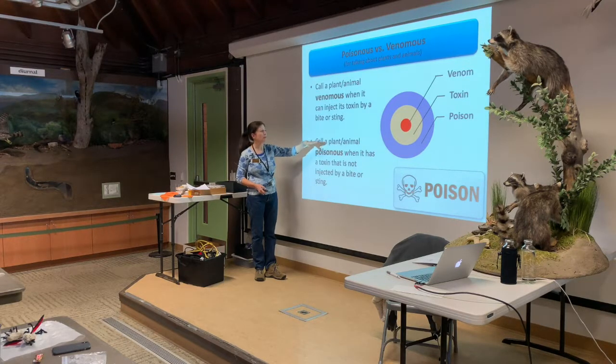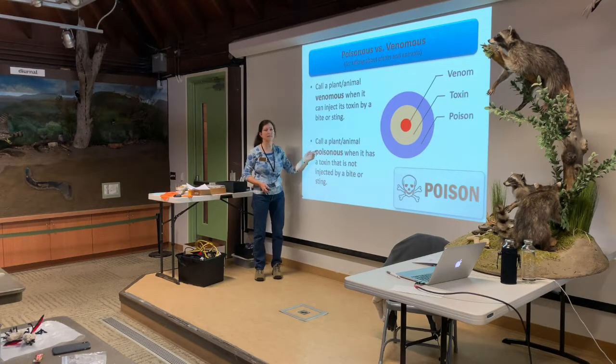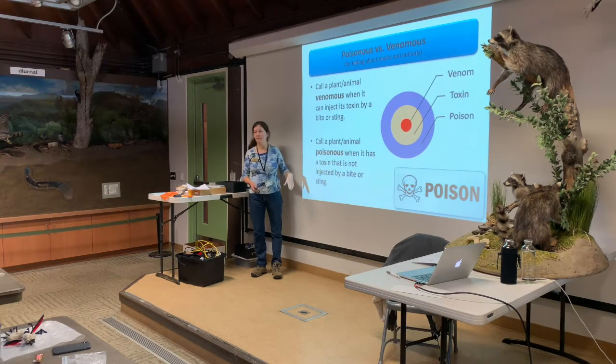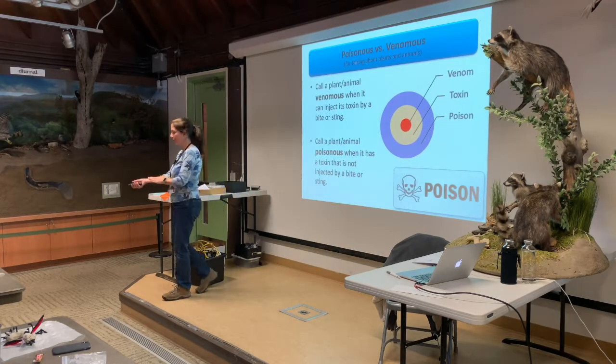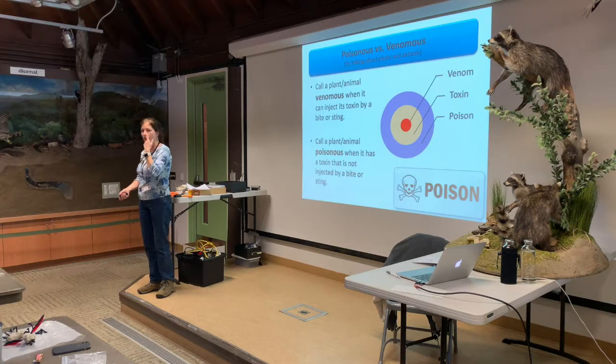Here we get it correct. A plant or animal is poisonous when it has a toxin that is not injected. You can have an effect by it touching you, or ingesting it, or inhaling it.